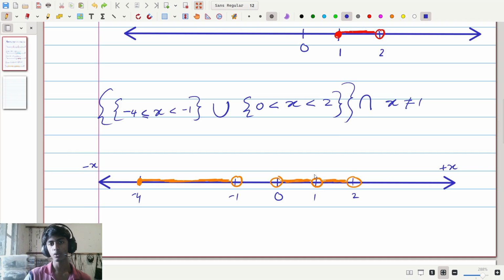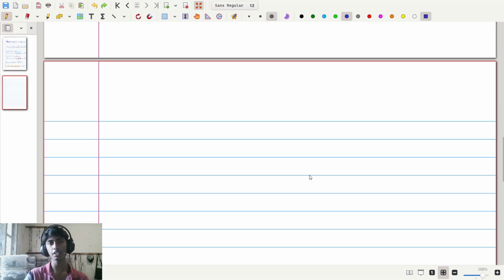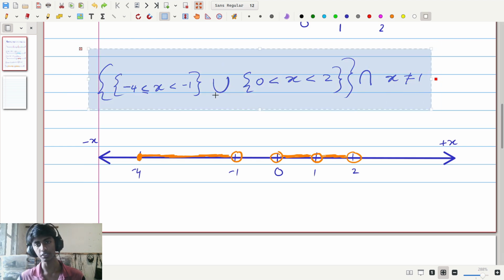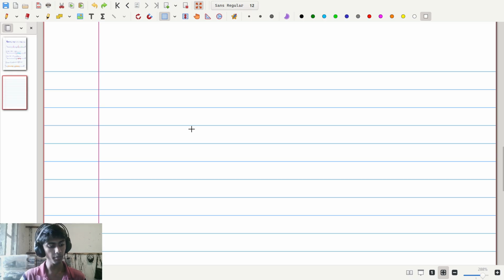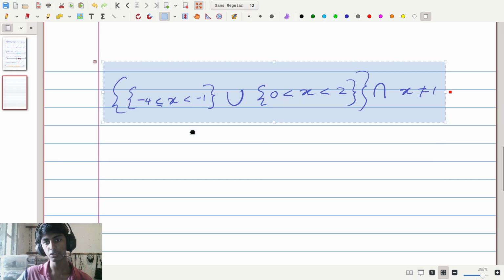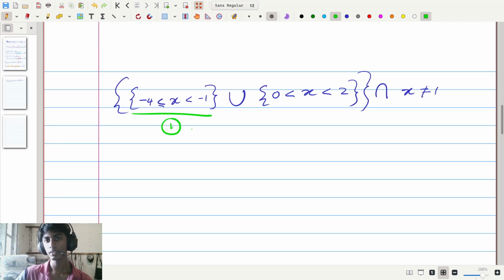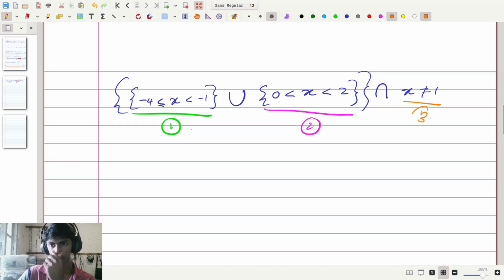So a handy way to turn set notation into number line notation would be to take this expression, break down each of the individual components of the expression and try to separately draw each of them. What I mean by this is, within this thing there are certain sets that we can easily draw. One of those sets is this one, which I'll call set number 1. Another set which we can easily draw is this set, which I'll call set number 2. And another set which we can easily draw is this set, which I'll call set number 3.